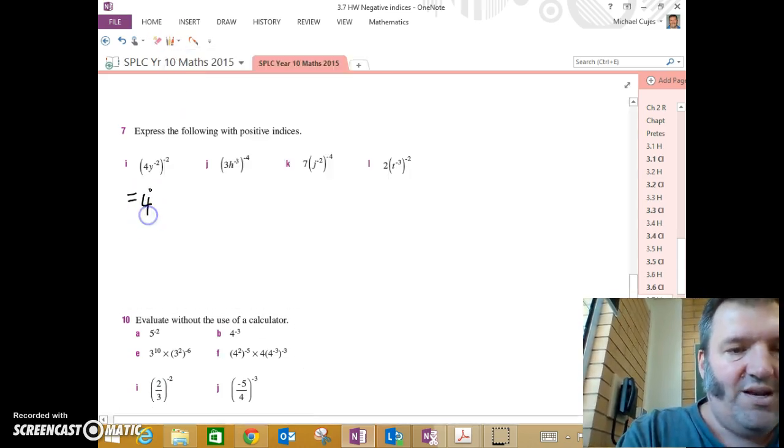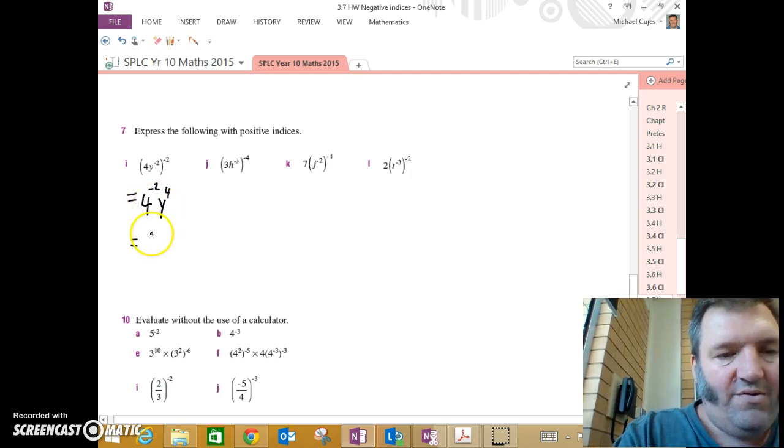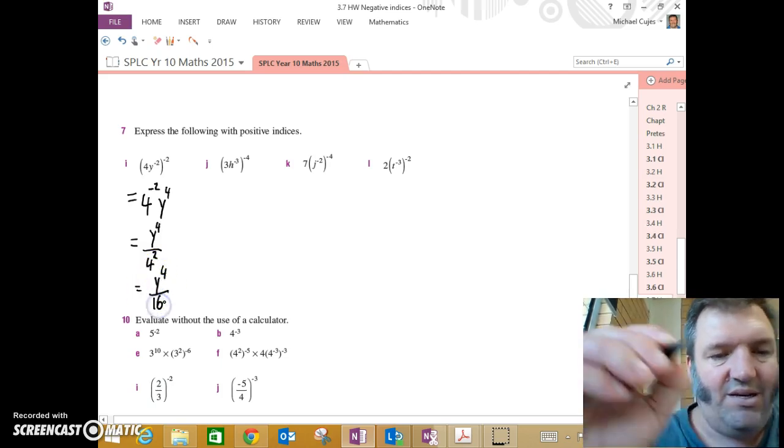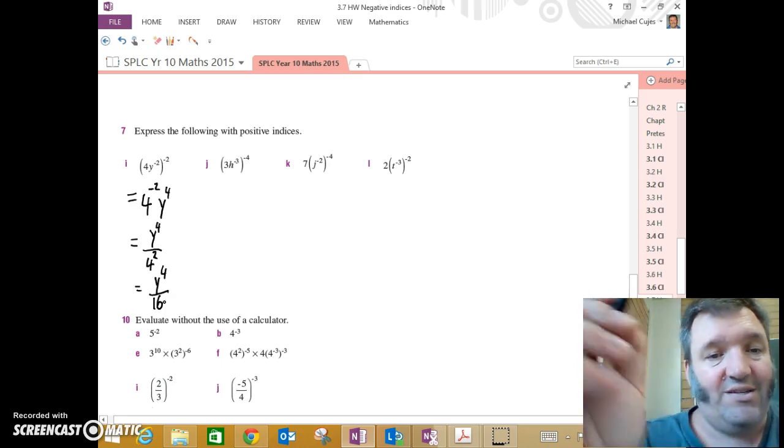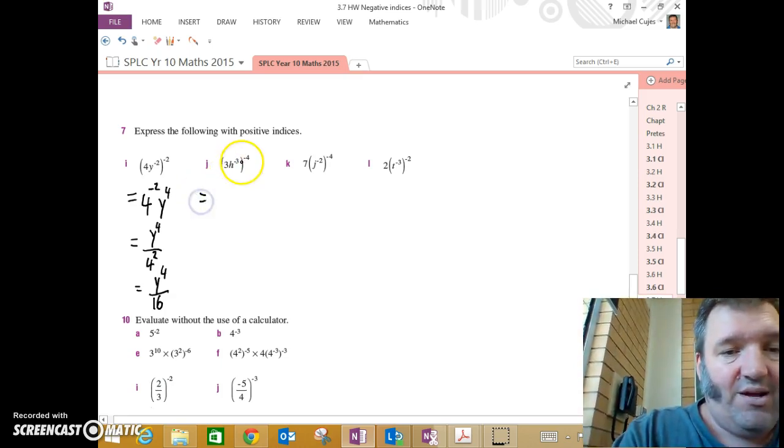So I'm going to have 4 to the negative 2. And negative 2 by negative 2 gives me y to the positive 4. So that's y to the power of 4 over 4 squared. Well, we wouldn't usually write 4 squared. We'd usually write 16. So let's write it as 16. Y to the power of 4 over 16. Let's have a look at the next one.